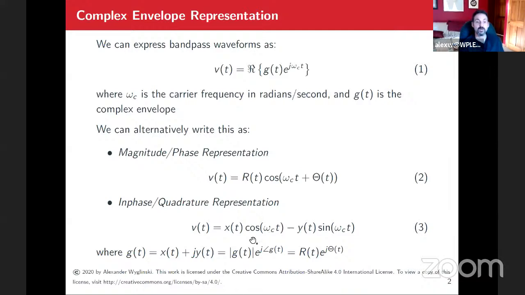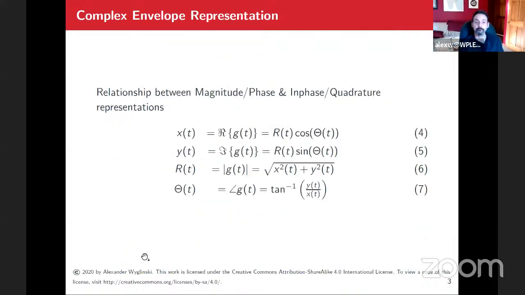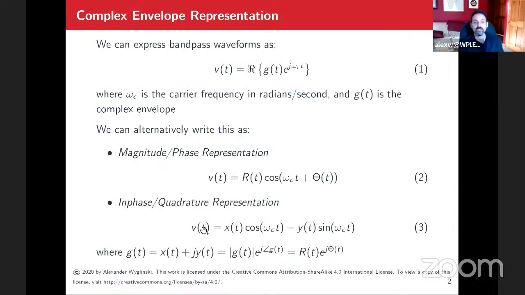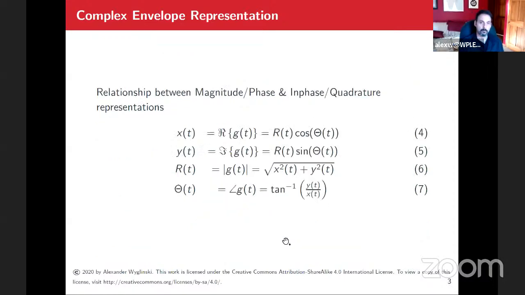Okay, so what happens is if g of t is equal to, the mapping is equal to a real and imaginary component, the real part is the in phase, the imaginary is the quadrature, and we can manipulate them these ways. Okay, and this is another way, like equations 4 through 7 explicitly go through that mapping I just mentioned.